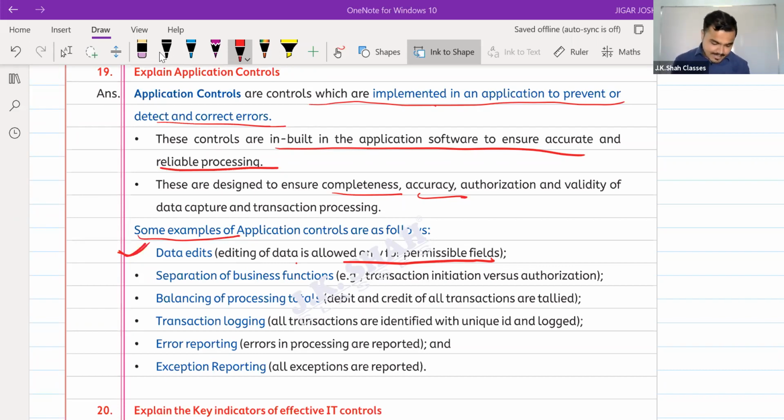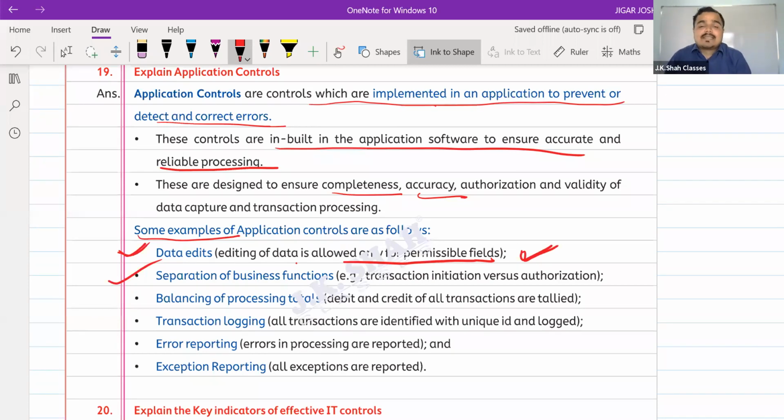Now, tell me, my dear students, can you go to your account right now? Can you log in? Can you change your email ID? Can you change your residential address? Can you change your mobile number? Can you change your SRO number? No, sir, not possible. It means the application is designed in such a manner that only permissible fields will be allowed data changes. Not every field can change the data. Understood? Yes, sir.